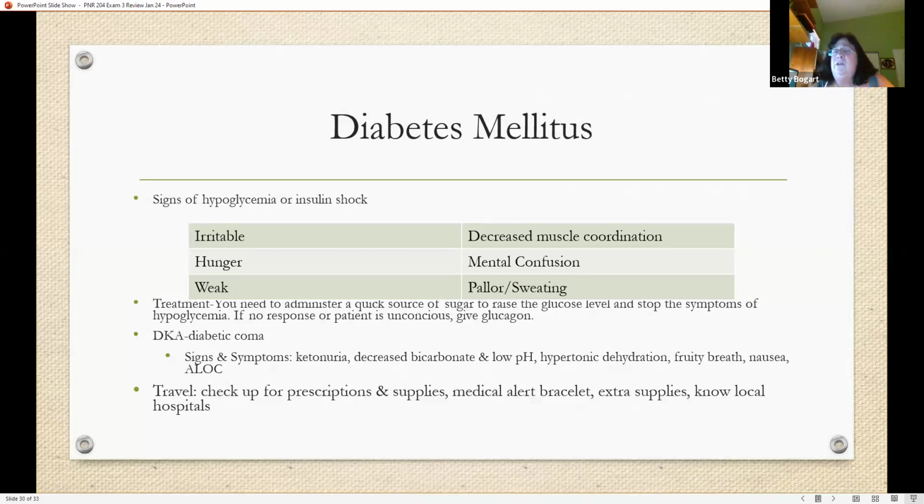Now, what's the treatment? It's not the same for them all. If they're awake and alert, I'll give them some honey if they're old enough, right? Some sugar, give them something, get it up. But if they are unconscious, don't try to feed them anything. That would be glucagon, and that will raise their blood sugars quick.